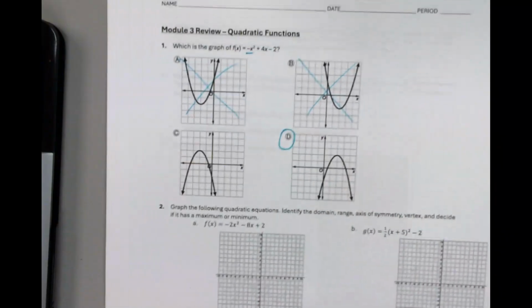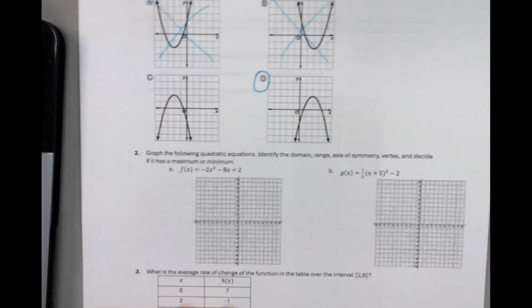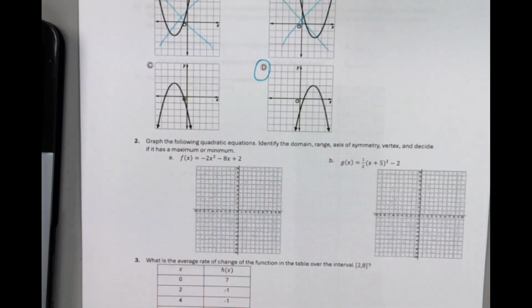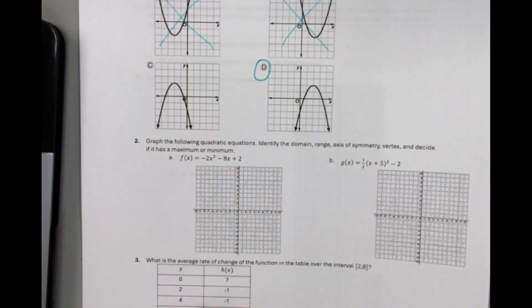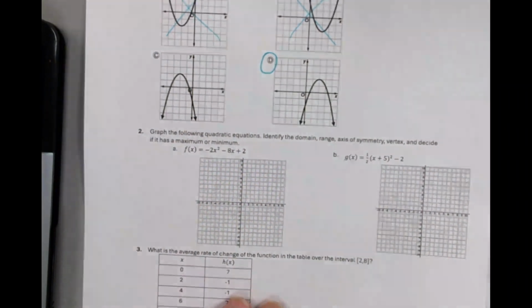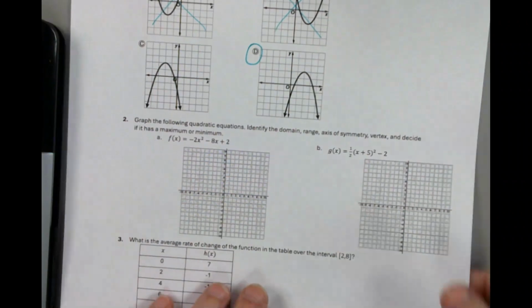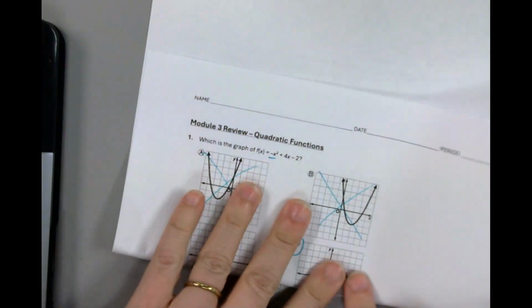Next, problem 2. Graph the following quadratic equations. Identify the domain, range, axis of symmetry, vertex, and decide if it has a minimum or a maximum. I'm going to fold this over so that you can see it a little bit better.